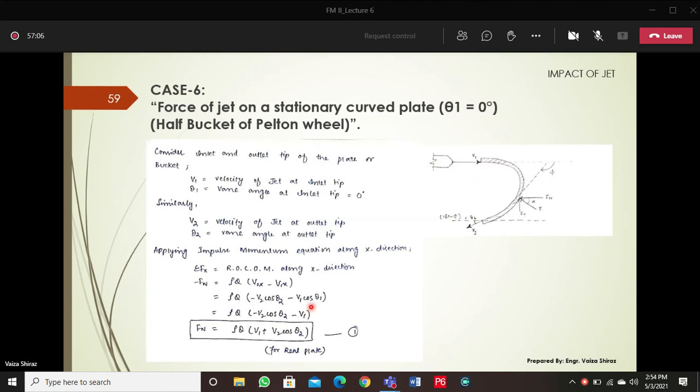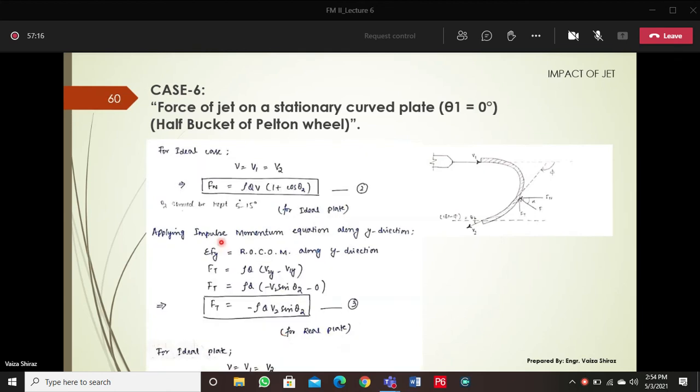If you put θ1 as 0, it will. This is the equation for Fn, and it is for the real plate because we are using the actual values of V1 and V2. For the ideal, V1 and V2 both will be considered equal, and it will be rho QV (1 plus cos of θ2). So usually θ2 can be kept between 5 to 15 degree.